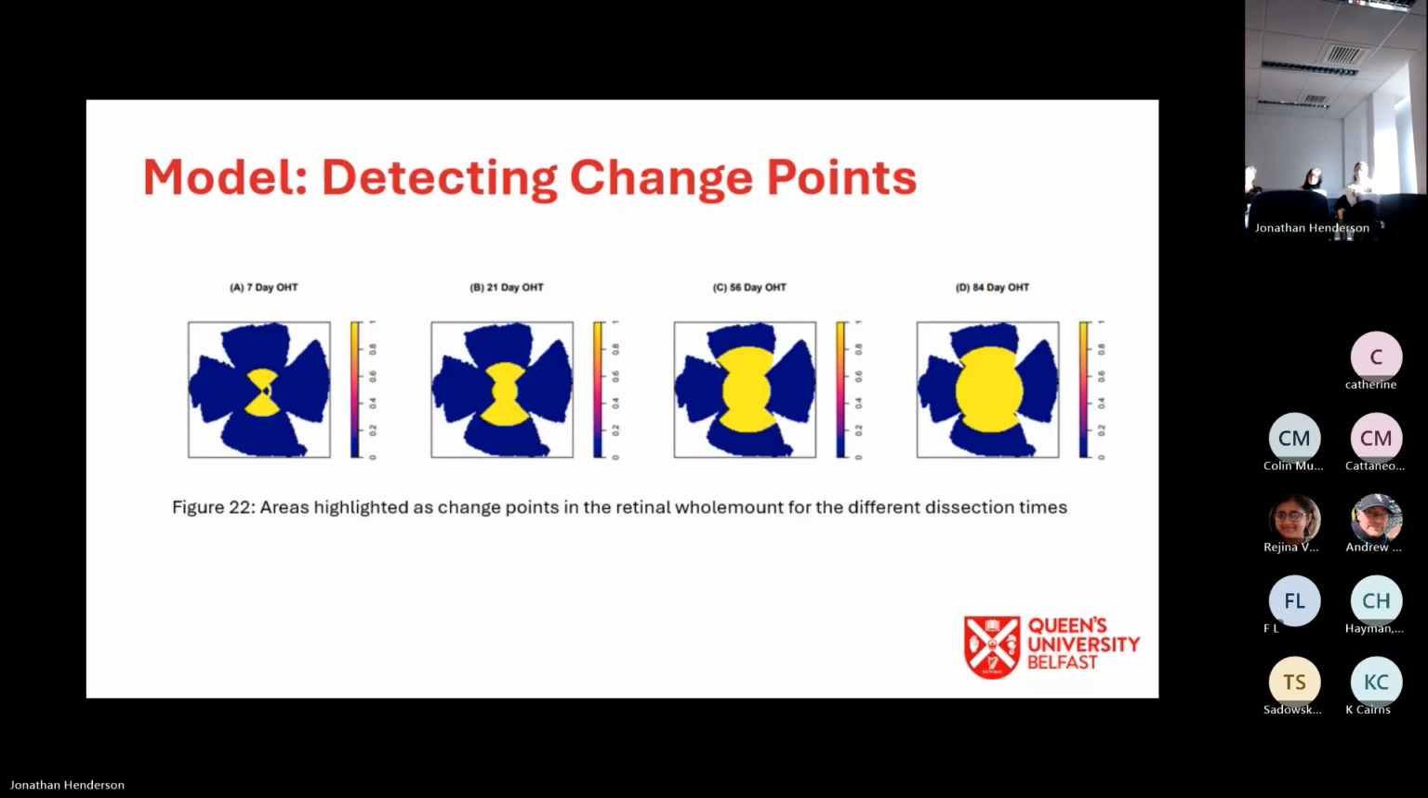So this is trying to highlight the areas where we find change points. Now, we focused on one retina just for this example, but essentially this shows the areas where the loss is occurring. For the 7-day model, we can see the majority of change points happening in the smaller central retina and in the top and bottom quadrants. Then as we go along, that increases, and the left and right quadrants also show a change in the loss of cells.